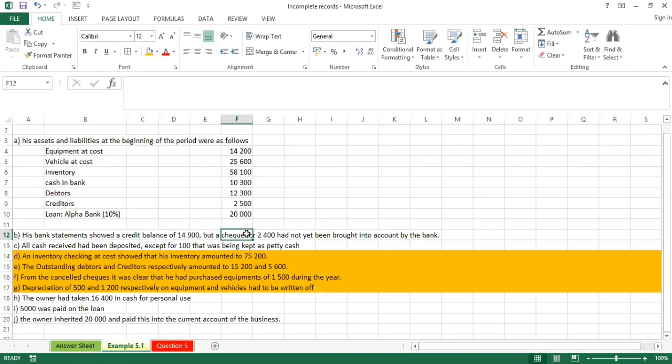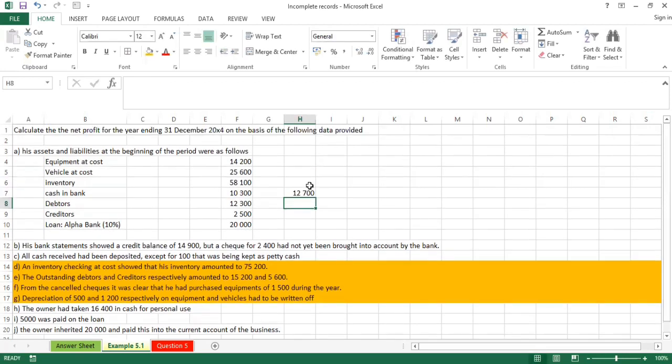But a check of 2,400 has not yet been brought into account by the bank. So in this 10,300, a check of 2,400 has not been brought into account by the bank. So we need to add this 2,400 to this 10,300. So we're going to say it equals this amount plus 2,400. And then we get our 12,700. So this 12,700 is for the bank.